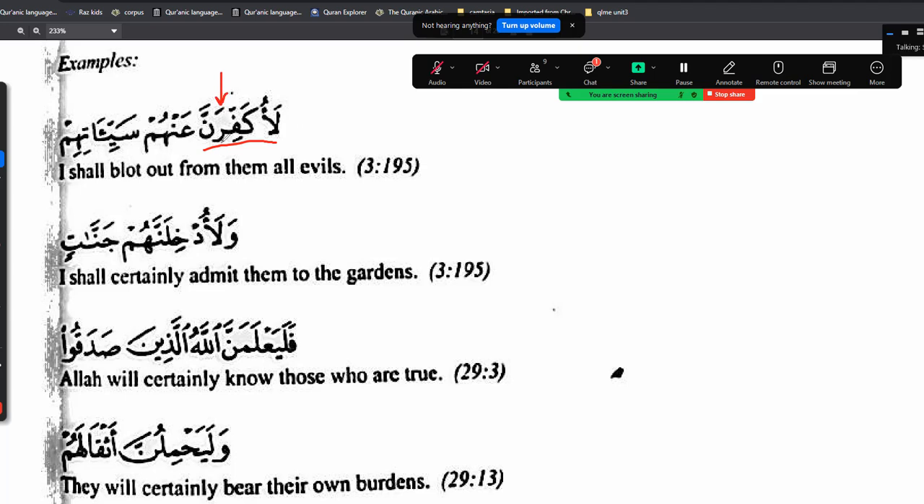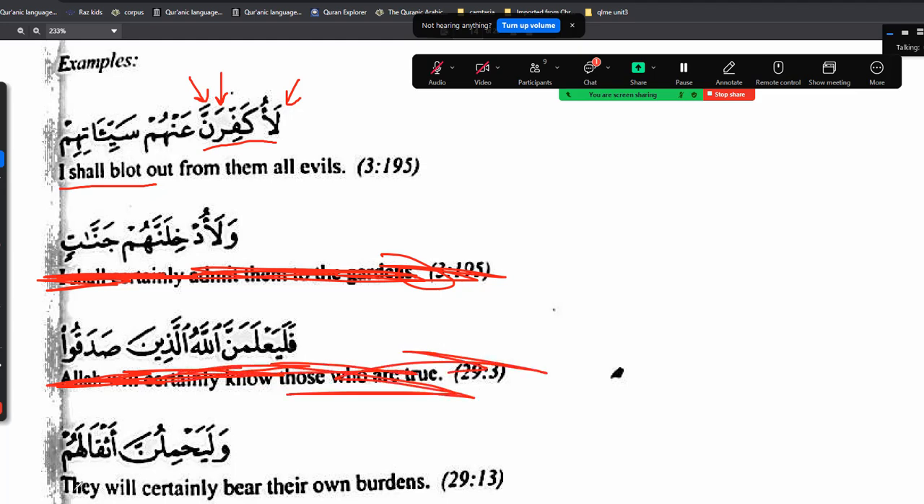And la ukaffiran, it's starting with alif. So is it first person, second person or third person? First person, right? It's: I shall blot out from all the evils. La ukaffiranna. Wa la udkhilannahum jannatin. I want you to translate as well. I will enter you all in Jannah.